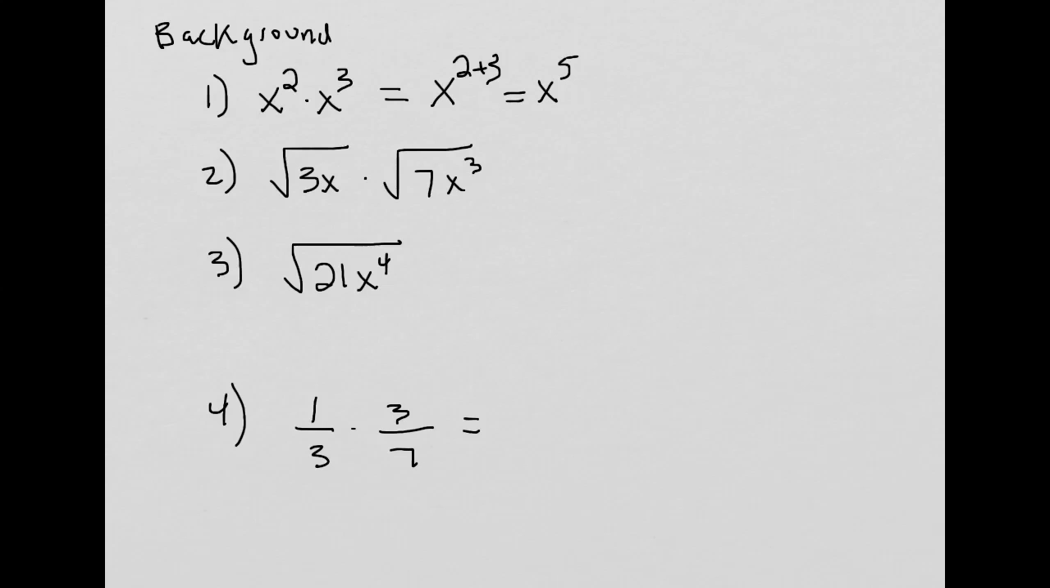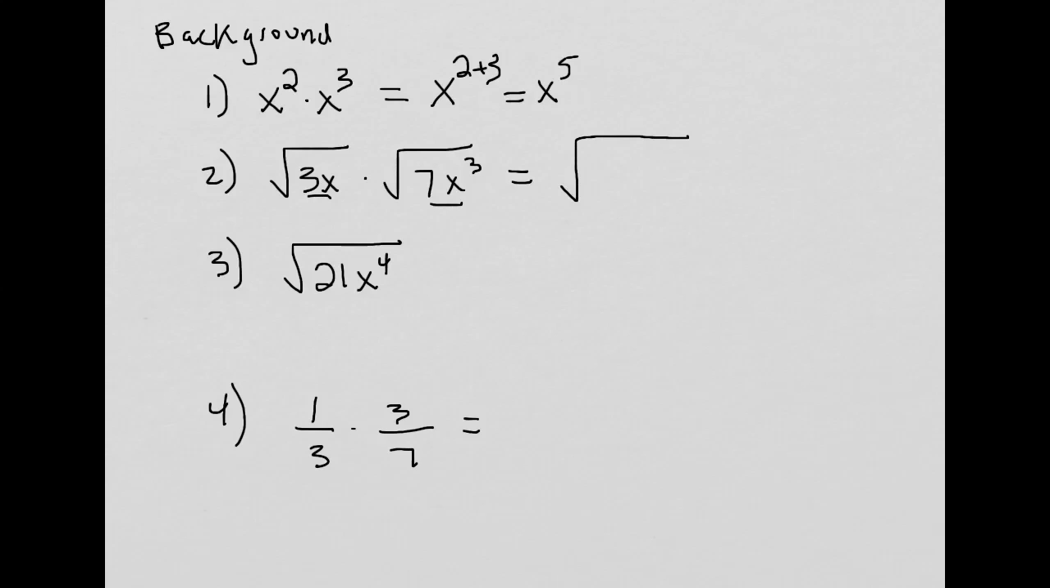The second concept that I want to review is how we multiply square roots with other square roots. Whenever I multiply, say, the square root of 3x times the square root of 7x to the third, what I'm going to get is an answer that's still under the square root. So I'm going to multiply my 3x by my 7x to the third, and whatever I get is still going to be underneath my radical.